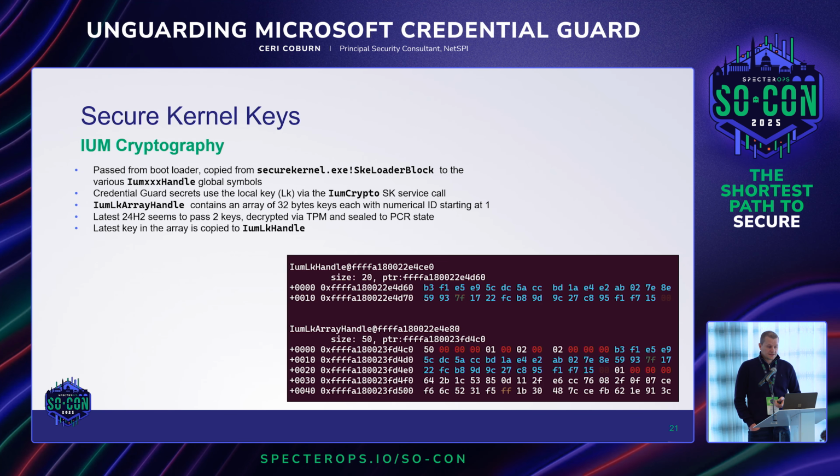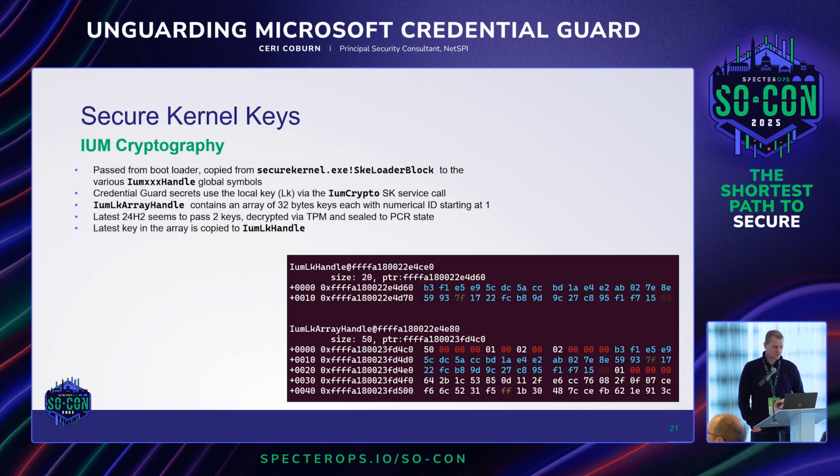Okay, so they are passed from the SKE loader block. So that's passed from the bootloader during sort of the secure boot process, and they are tied to both the TPM and they are sealed to the PCR state registers as well. So, for example, if you change the boot order of your device or secure boot fails in some way, the keys actually will not unseal. So it means that the Credential Guard secrets can't be obtained unless the operating system is booted up in a dependable and reliable way. Now, 24H2 seems to pass through two keys.